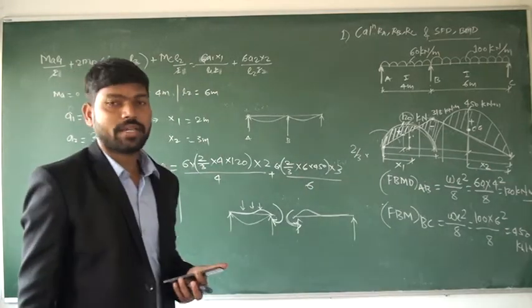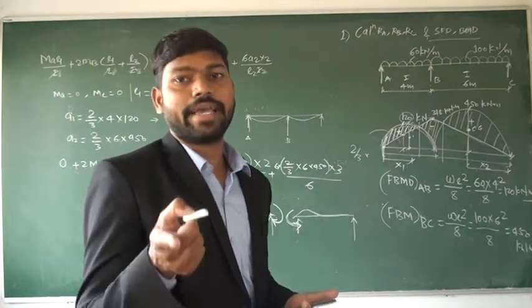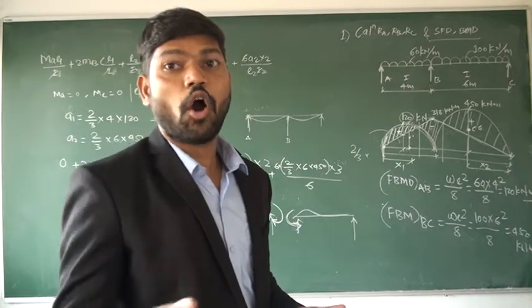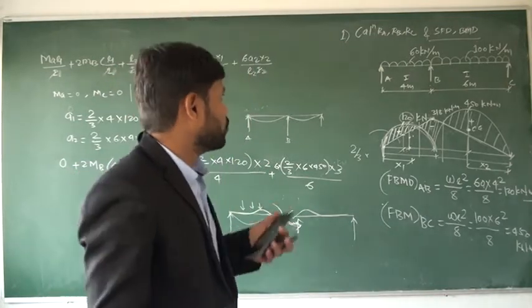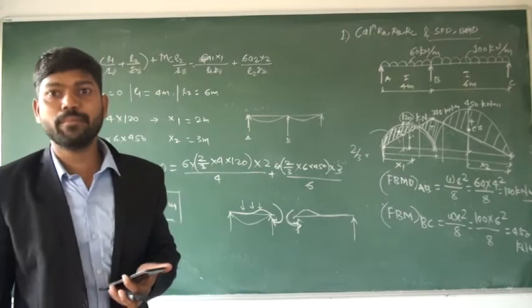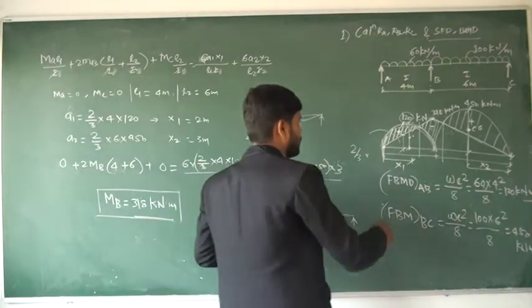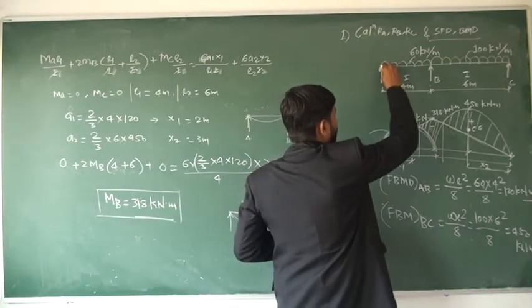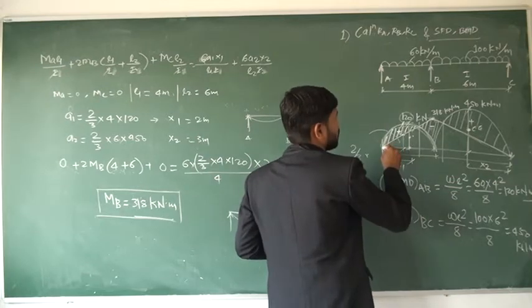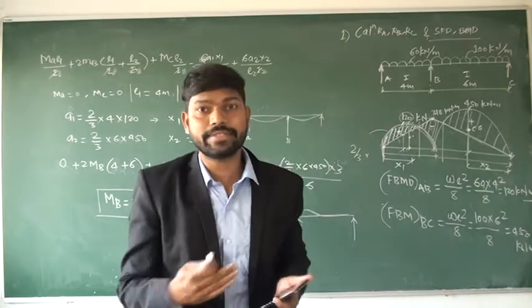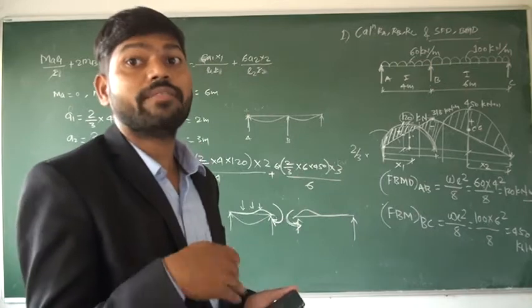So what does the positive sign say? Positive means sagging bending, negative means hogging bending. So now if you try to draw a bending moment diagram of this beam, see, here it is 0, here it is 0. If you try to draw a deflected shape of this beam, how will it deflect?